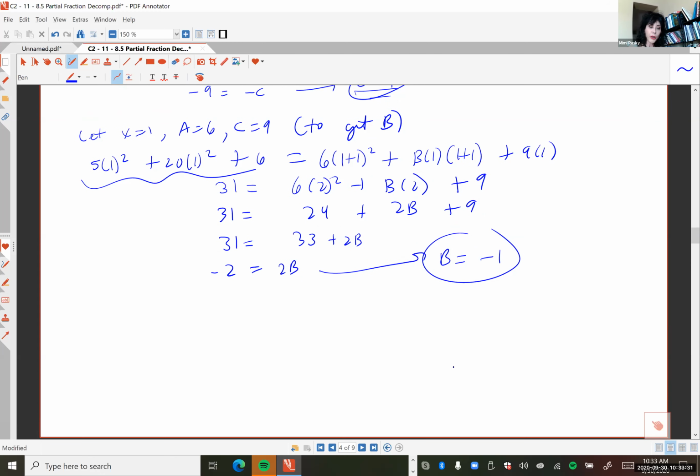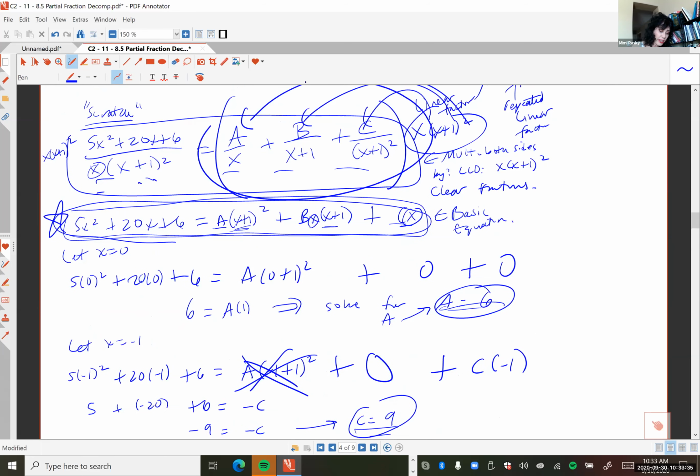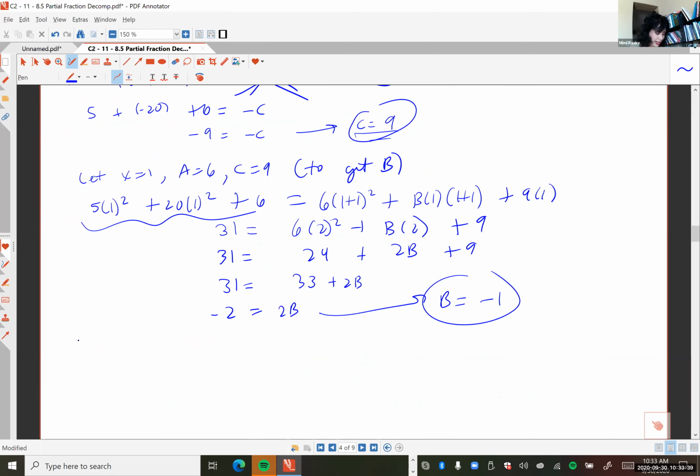So now what? You substitute your unknowns, your A, B, and C, into your partials, because that's what you're going to end up integrating. So we're going to actually integrate 6 over x plus b, that was -1 over x plus 1, plus c, which we got as a 9, all over his denominator, which was the quantity x plus 1 squared. And then take the integral rather of these 3 terms.